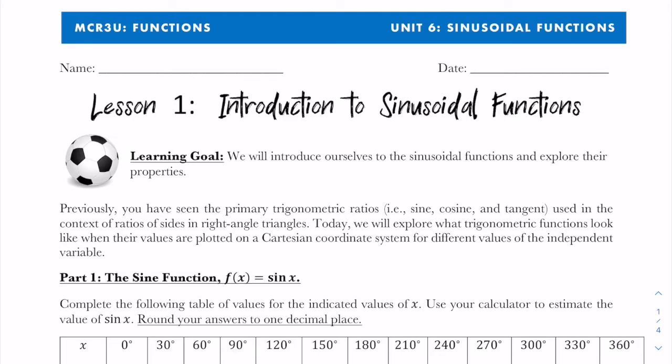Hello everyone and welcome to Lesson 1 of Unit 6, Introduction to Sinusoidal Functions. In this unit, we're going to learn about a new type of function. This lesson will be devoted to studying the properties of that function. Here we go.